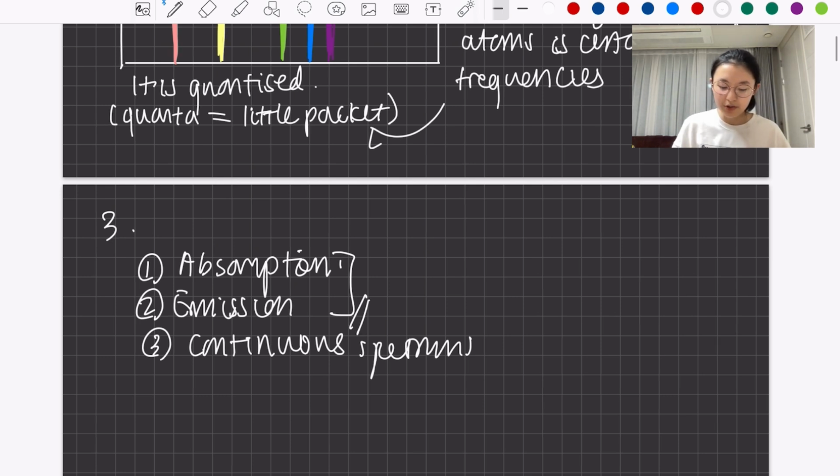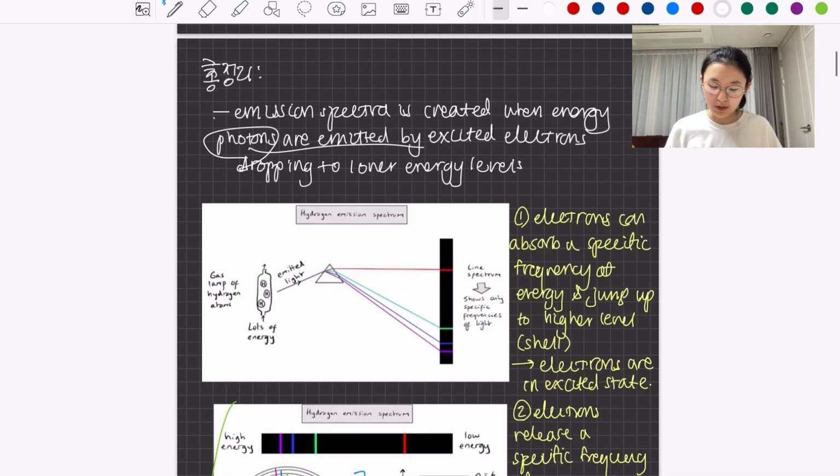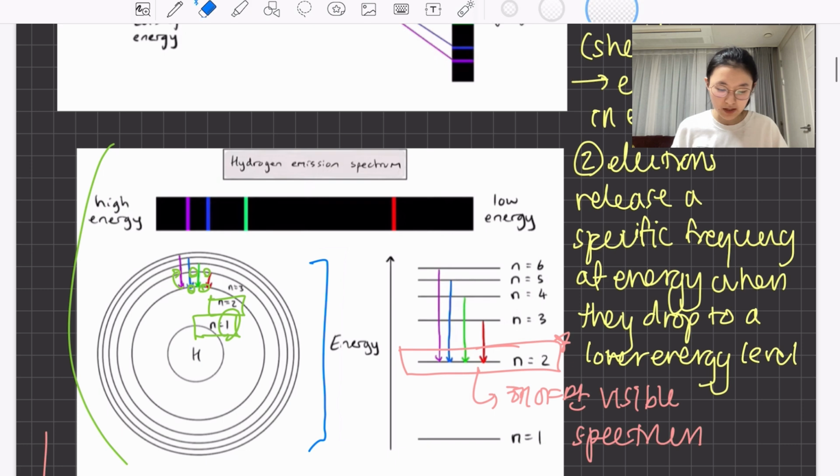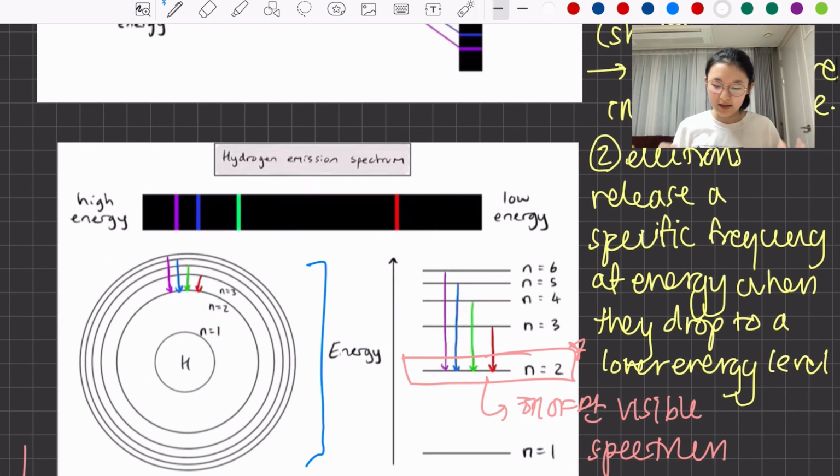But in order to understand how these absorption and emission spectra are produced, we need to understand one other key concept, and that concept is related to how in an atom we have different main energy levels and electrons situated in each of these main energy levels.